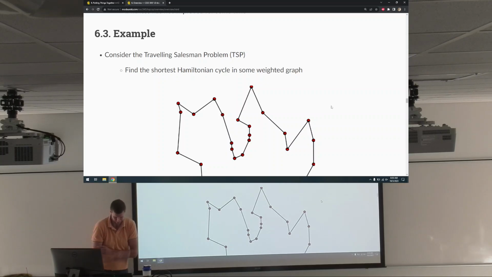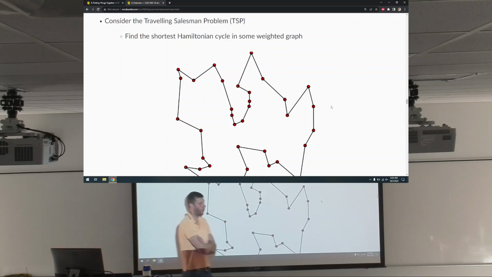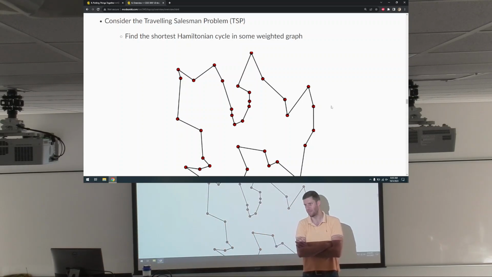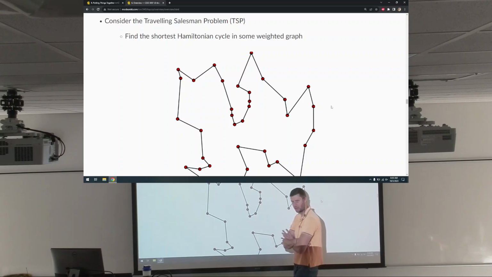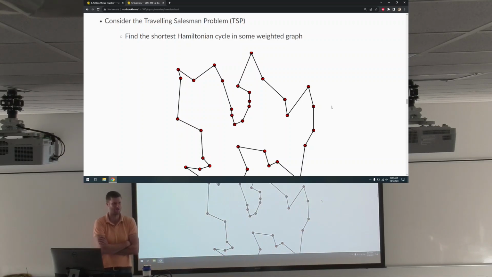Okay? So, TSP. Find the shortest Hamiltonian cycle in some weighted graph. Okay? All the instances that you were using for the assignment, the weights of the edges were the Euclidean distance between them, right? Because they're laid out in some Cartesian 2D coordinate system, and the weight of the edge is just how far apart they are.